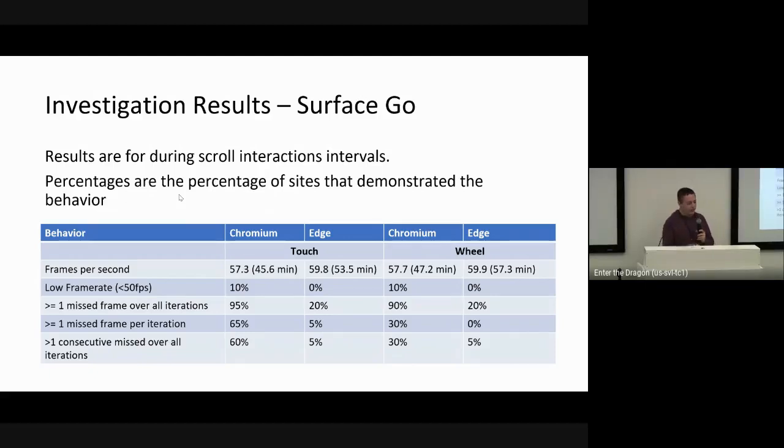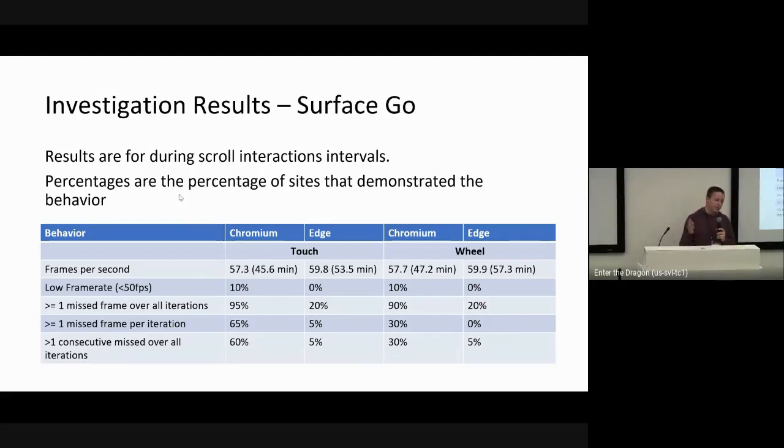Then we took a look across the multiple iterations. In this particular case, we were running 6 iterations. Across the multiple iterations, how many times did we end up dropping frames? In Chromium, 95% of the sites dropped at least 1 frame, and we were hitting about 20% in Edge. Then, on an individual iteration basis, how many consistently dropped at least 1 frame? On Chromium, 65% for touch, 30% for wheel, and 5 and 0 for Edge.